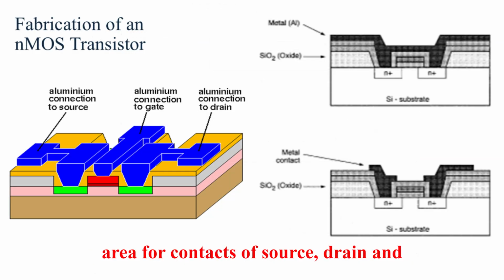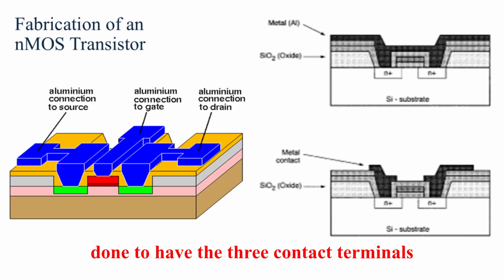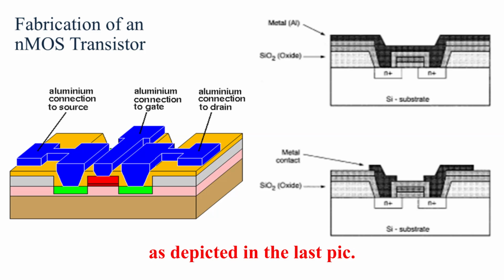After making the window area for contacts of source, drain and gate, metallization and its patterning is done to have the 3 contact terminals as depicted in the last picture.